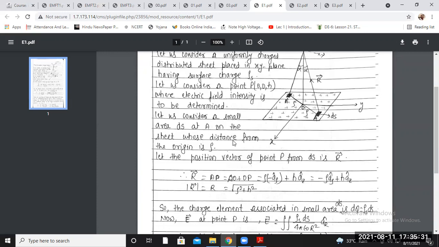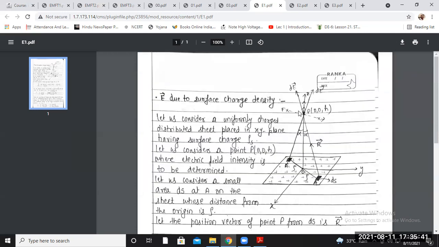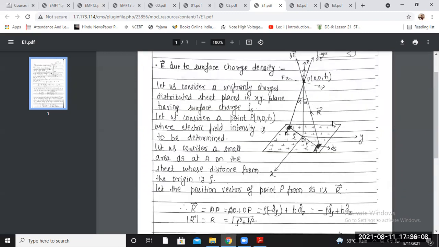Now on the xy plane, the small area whose distance from the origin is rho is taken. Now let the position vector of point P from dS be r. That means the position vector between this point P and this small area dS is r. As we have to calculate the surface charge density, we have considered a small surface area, and if you integrate over this small area, we will get the surface charge density of the whole sheet.